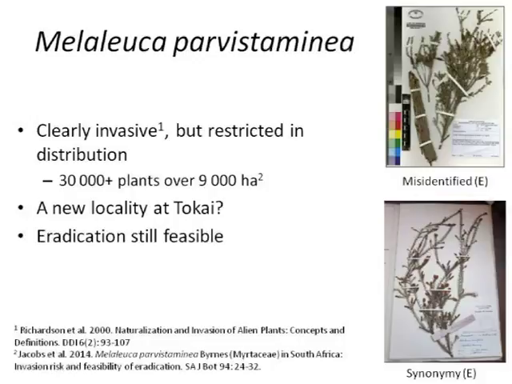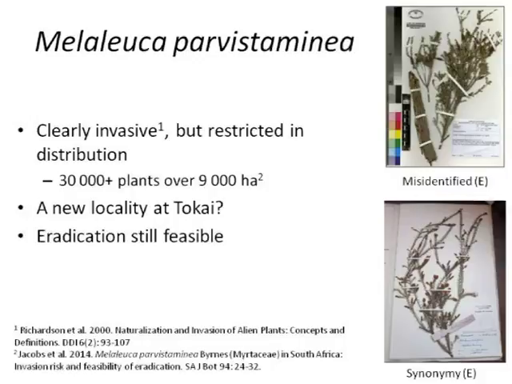This species was the focus of my honors project and my presentation last year. It is clearly invasive, but it's still relatively localized to only one locality. I found more than 30,000 plants there spread over 9,000 hectares. There's possibly a new locality in Tokai, and this raises questions about whether eradication is still feasible, but the idea has yet to be confirmed. I think that eradication is still feasible because of the particular life history traits of the species. So if I had to use Ian MacDonald's analogy of good, bad, and ugly, this would be a good invasive species.